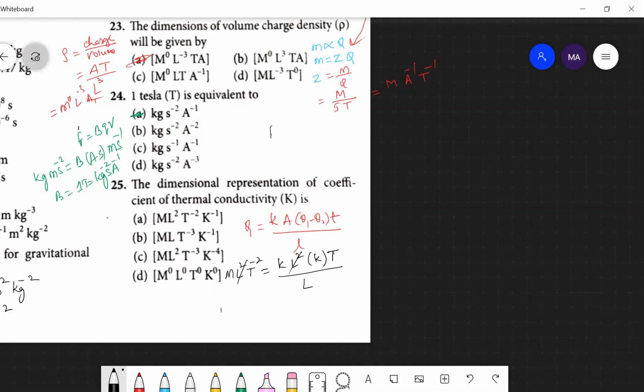So this will become for me K. K dimension value will be equal to M into L will go here right now. T power here, this will become minus 2. This T will go here. This will become minus 3 and Kelvin to the power of minus 1. So M L T power minus 3 K power minus 1. So B will be the answer for that one.